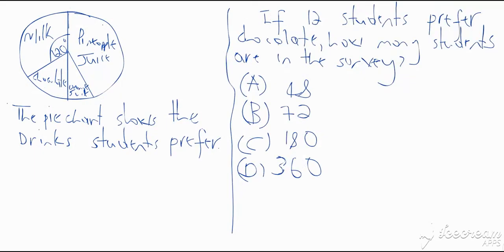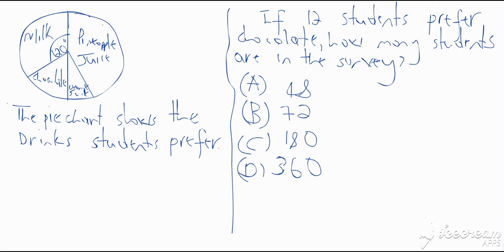In this question, we have a pie chart, and it says a pie chart shows the drinks students prefer. So we have milk, pineapple juice, orange juice, and chocolate. Now it says if 12 students prefer chocolate, how many students are in the survey? Now, whenever we think about pie chart, we think about angles.